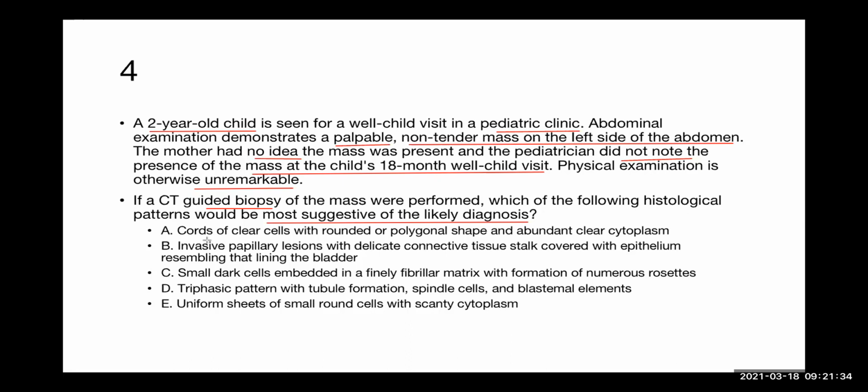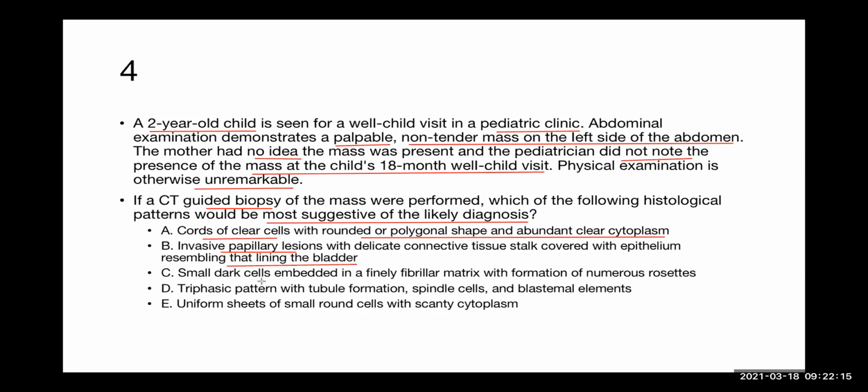Let's find out. Cords of clear cells with rounded or polygonal shape and abundant clear cytoplasm. This is not the hallmark of Wilms tumor. This occurs in renal cell carcinoma, which is usually seen in adults, not in children. Invasive papillary lesion with delicate connective tissue stalk covered with epithelium resembling that lining the bladder. This cannot be the mass because it is on the left side of the abdomen, and the bladder is in the hypogastric or suprapubic area. This is transitional cell carcinoma.